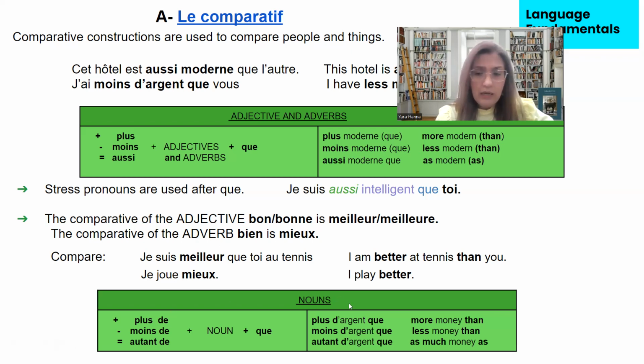So for nouns, here is the table. Plus, so we use plus de plus noun plus que, like to say I have more money than you, which is a mean thing to say, but this is the construction. Plus d'argent que, more money than. Moins de plus noun plus que, moins d'argent que, less money than, and autant, not aussi, right? Aussi would be as, and autant would be as much money as. Okay, so there is a little difference in meaning. Please pause and review.